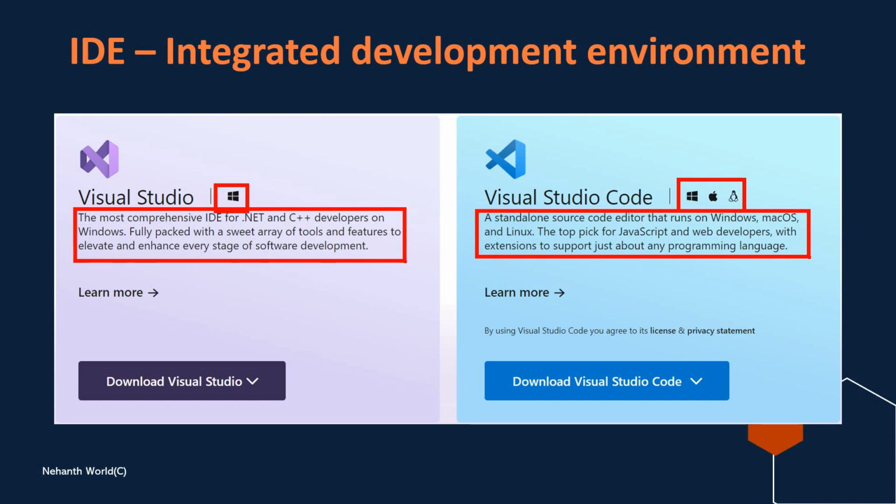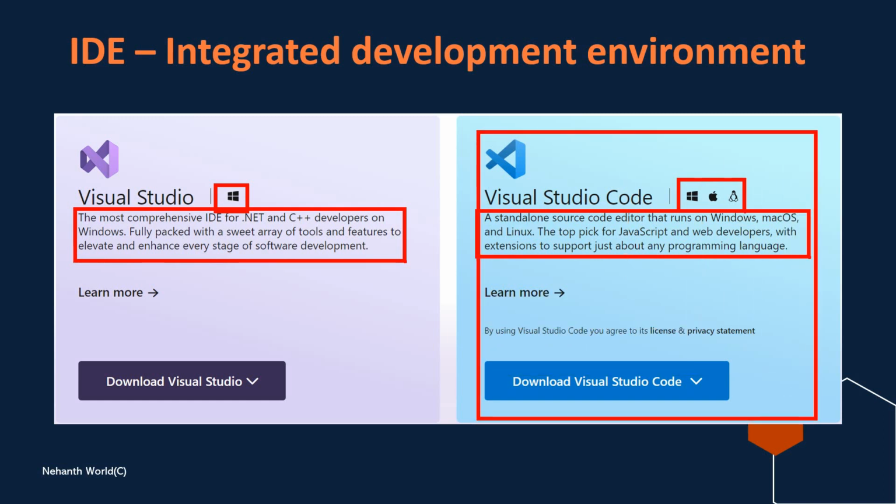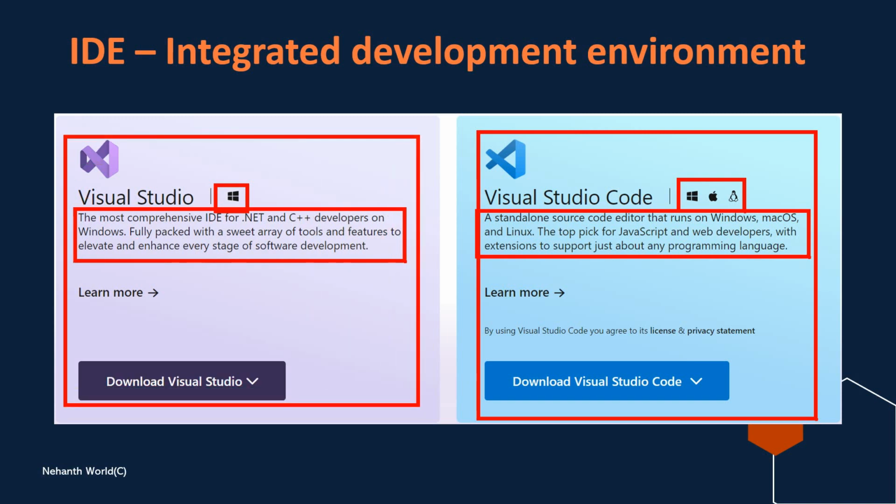Let us see what are all different versions available in Visual Studio and Visual Studio Code. Visual Studio Code has only one version, that too 100% free version. And Visual Studio has one free version, one professional version, and one enterprise version.